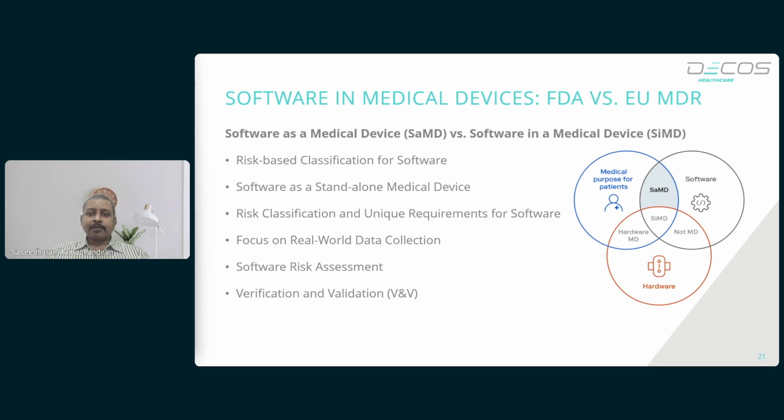Software is classified based on risk. In the US FDA, software is classified into Class 1, minimal risk, for example, basic health tracking apps or simple calculations. Class 2, moderate risk, for example, clinical decision support software where errors could cause harm. Class 3, high risk, for example, software controlling life-saving devices like defibrillators. In EU MDR, software can be classified from Class 1 to Class 3 based on its intended use and potential risk. For example, software managing critical conditions may fall under Class 3, while simpler applications like fitness trackers might be Class 1.